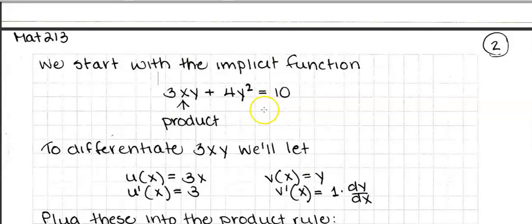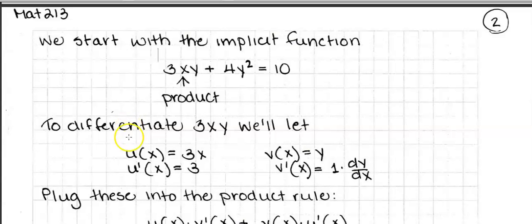Let's take a look at our implicit function above. The first term is 3xy. We're going to treat that as the product of 3x and y, and we're going to use the product rule on it. So our first function in the product, u, is going to be 3x. Its derivative is 3. The second function in the product is y, and since y is a function of x, we need to use the chain rule on it. The derivative of y, the outer function, is 1, and the derivative of the interior function that we can't solve for is dy dx, the derivative of y with respect to x.